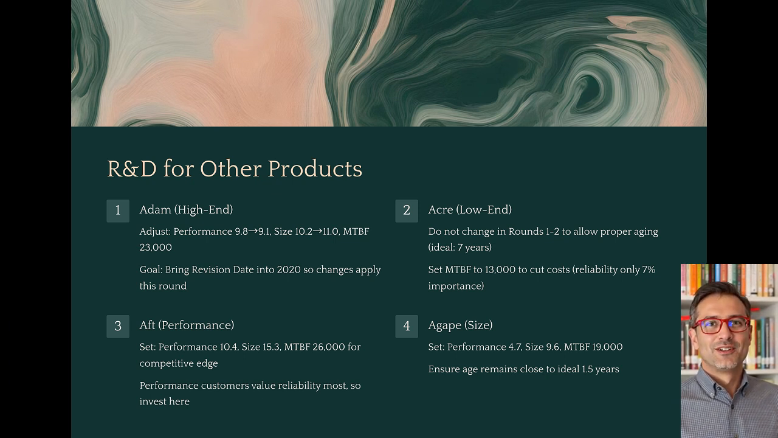Performance customers value reliability most, so invest here. Check revision date, age at revision, and be sure changes apply within the current year. Pushpin Agape, size, preferences, performance, 4.7 size, 9.6 MTBF, 16,000 to 21,000 set to 19,000 ideal age, around 1.5 years. Enter the new specs, recalculate, and check that age and costs remain in target.